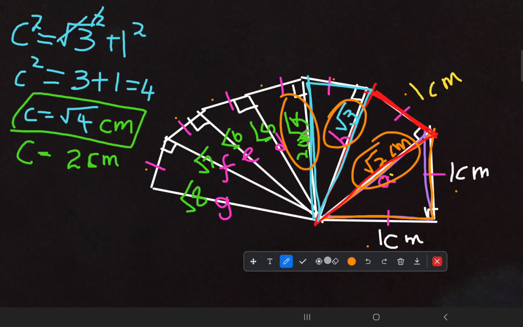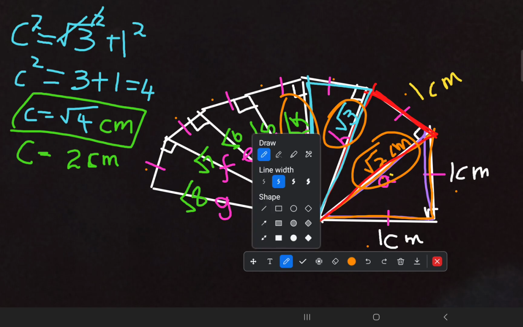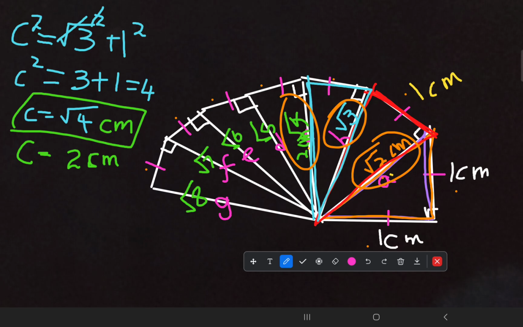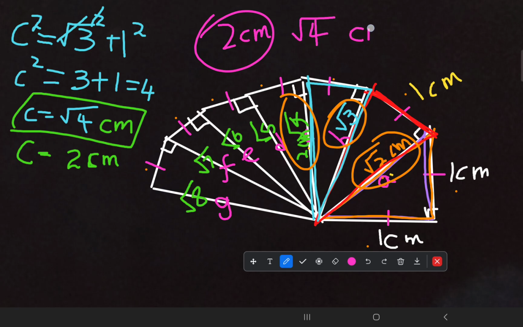This is square root of 2. This is square root of 3. This one square root of 4. Similarly, this square root of 5, square root of 6, square root of 7, and finally square root of 8. This is the way you can do this question. But there is an exception here. You can use either of these. If you want, you can use 2 centimeters, or if you don't know this value, it's okay. You can keep it as square root of 4 centimeters.